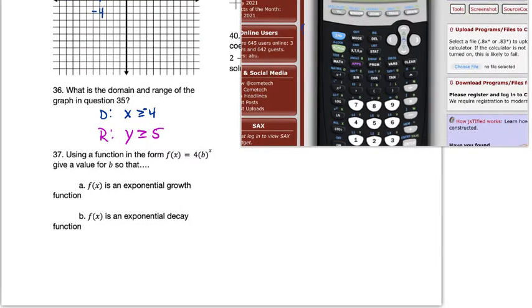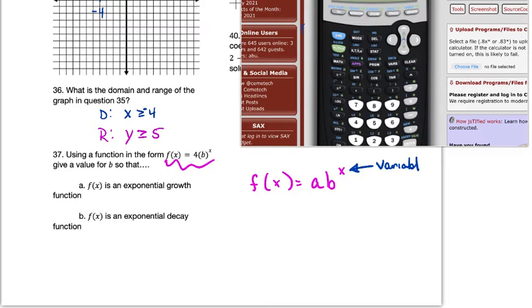All right, now this equation in number 37 is a reference to what's called an exponential function. Okay, exponential functions look like this. A and B are some numbers, and x is your variable just like it always is, but it's in your exponent spot. And any equation of this form, okay, let me write one down for you, like f of x equals, I'm going to use a as 4 because that's what's in our problem, and I'm just going to put some b value in there like 2.